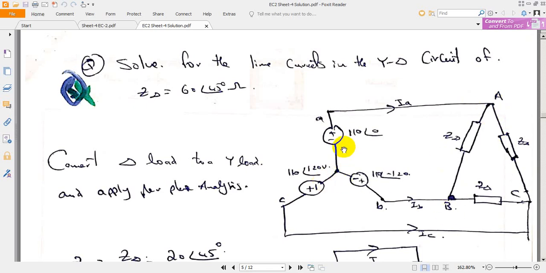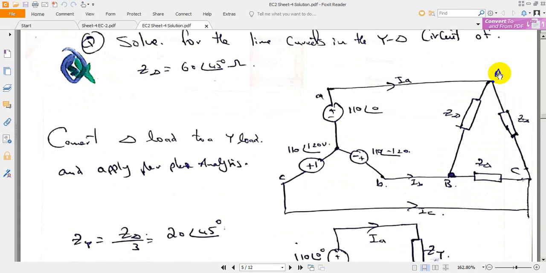So the easiest method is to convert this delta form into the star form. How can we convert this? If you want to identify ABC, to convert this ABC into star form, at the center we will keep a neutral point and we will be identifying this point. To identify this point, it will be the product of these two divided by the sum of the three impedances. What we have studied in electrical circuits 1, star delta transformation.